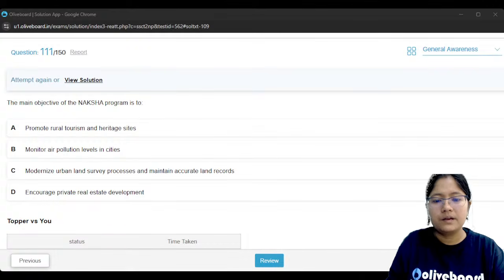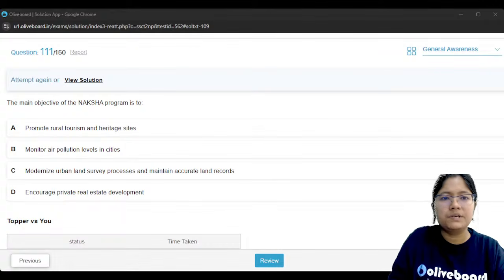It is the National Geospatial knowledge based land survey of which region? Of the urban region.